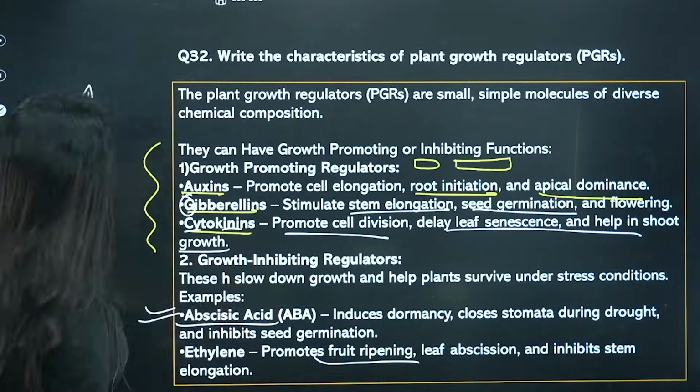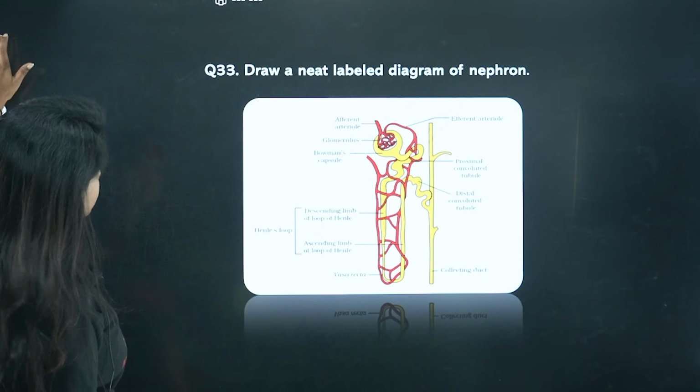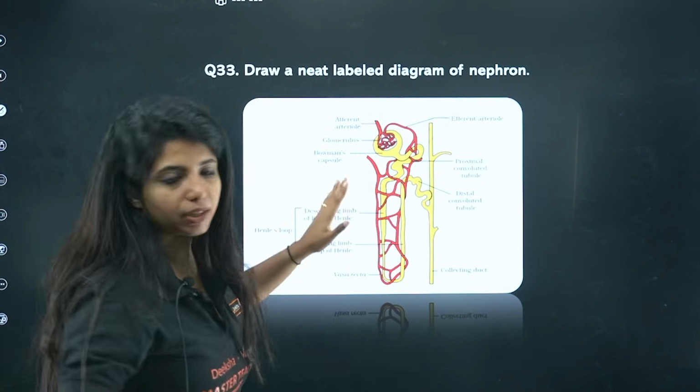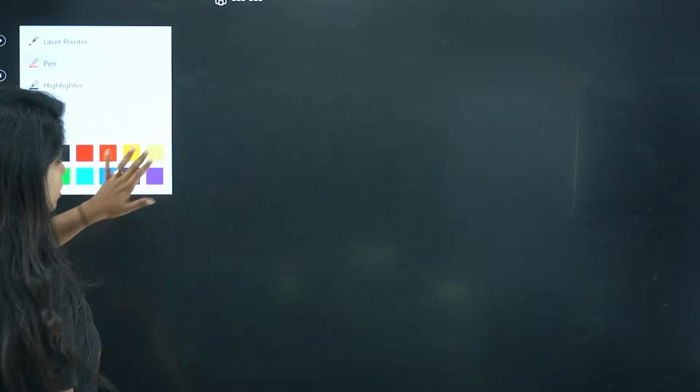Done. Next thing, draw a neatly labeled diagram of a nephron. Just a second. Two more questions, then we are done with part 3. Neatly labeled diagram of a nephron, how do you make it? Very simple. Listen to me carefully.